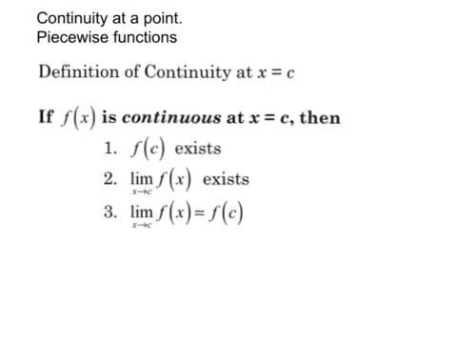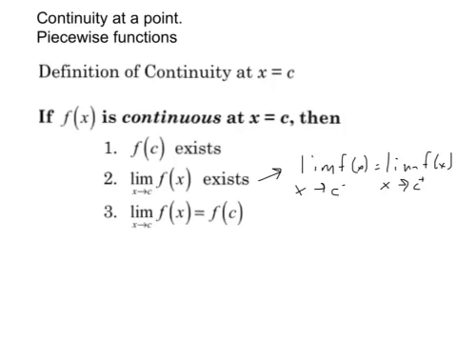But here it is. Here are the three ducks of continuity at a point. If f of x is continuous at x equals c, then 1, 2, 3. 1, f of c exists. 2, the limit as x approaches c of f of x exists. And the linchpin is number 3: the limit as x approaches c is the same thing as the function's value at point c.